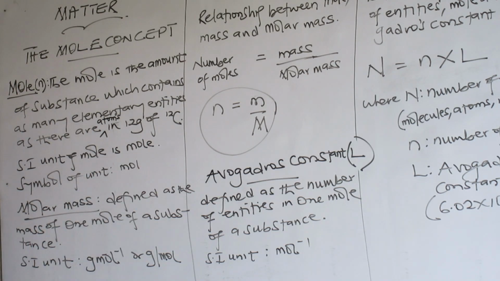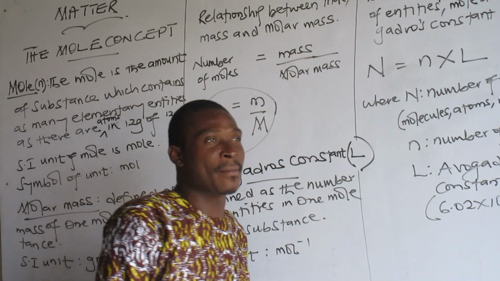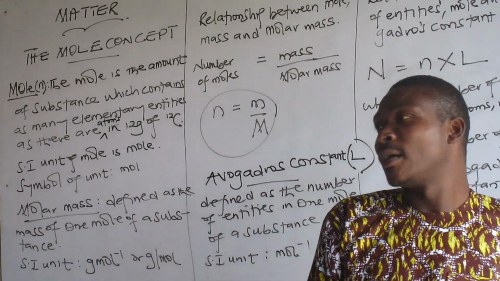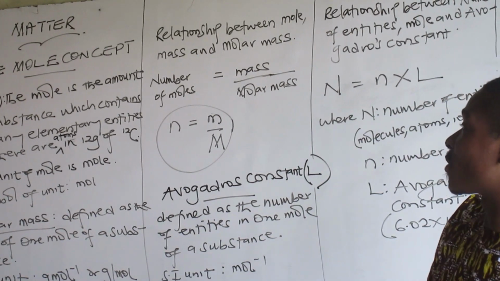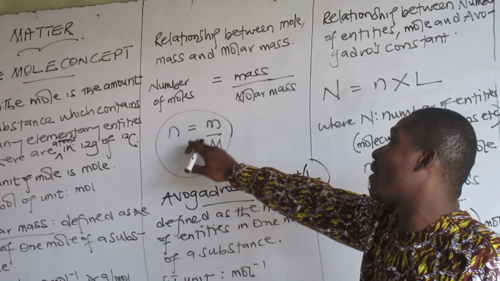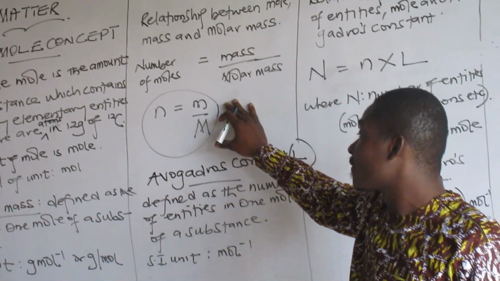Are you okay? Molar mass is defined as the mass of 1 mole of a substance. So your mass, my mass, your mass put together forms what we call a molar mass. And the unit is given by gram per mole. But the mass we use here is measured in grams, okay? So there's a relationship between number of moles, mass and molar mass.